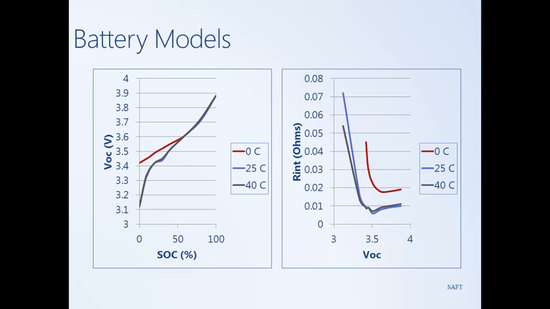Here are two graphs showing how some of the parameters of a battery may change over time. And so the graph on the left shows how open circuit voltage changes with state of charge. So you can see that it varies quite a bit, from 3.1 volts to almost 4 volts. And you can also see how there's some variation with temperature. So there's 3 different traces here for 3 different temperatures, 0 degrees Celsius, 25 degrees, and 40 degrees. The graph on the right shows how the internal resistance of a battery may change with open circuit voltage and again with temperature.